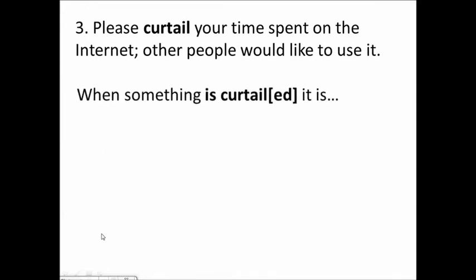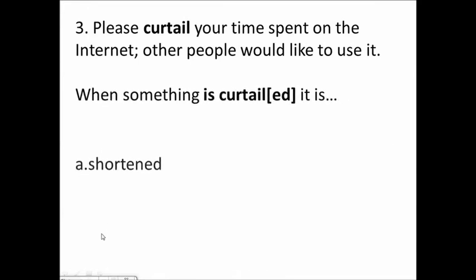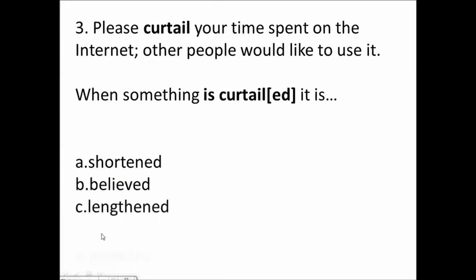Okay, so this one, why don't you try on your own? Please curtail your time spent on the internet. Other people would like to use it. When something is curtailed, it is shortened, believed, lengthened, or included. Use some of the clues that I'm underlining to help you figure out the meaning of the word.